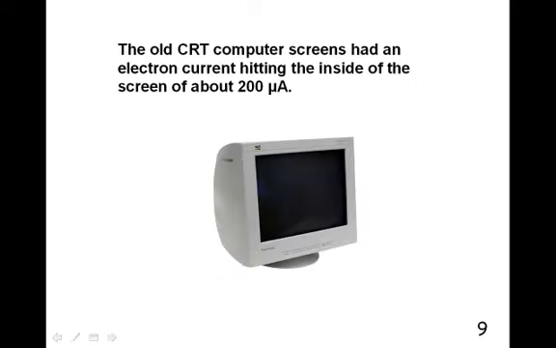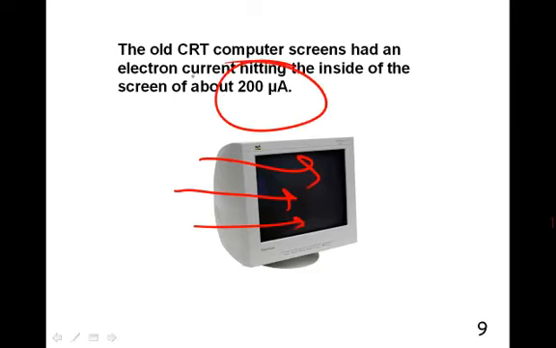Those old CRT computer screens had an electric current hitting the inside of the screen from the back of the screen. There was a cathode ray tube shooting electrons, and it shot 200 microcoulombs every second towards the screen.